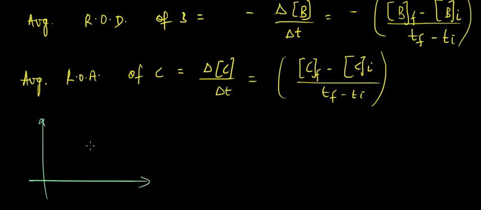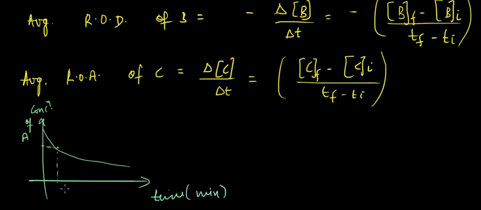Okay, and if we look at the graphs of the same, we would be having a graph something like this. On the x-axis we have time, and on the y-axis we have concentration. So let's say we are talking about concentration of A. So with respect to time, it is decreasing. Okay, and let's say we are taking time in minutes. So at t equals 10 the concentration of A was 0.8, and at time t equals 20 we have concentration of A as 0.4.